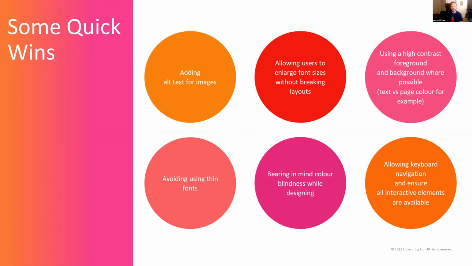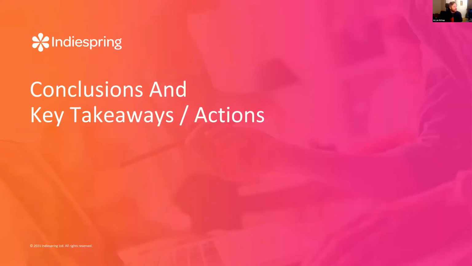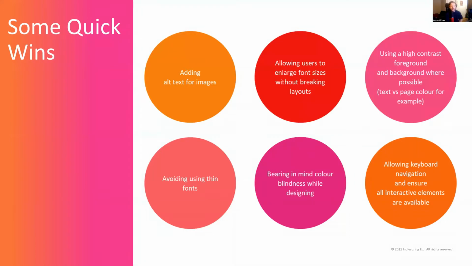Avoiding thin fonts. Bear in mind color blindness when designing. There are some specialist tools online which can help you to view your app or your website as a colorblind user would see them. We use TopTal's colorblind web page filter. That's TOPTAL, and that's a really easy to use web version. And also things like allowing keyboard navigation, ensuring that all interactive elements are available. Frankly, it really isn't difficult to follow the WCAG principles.